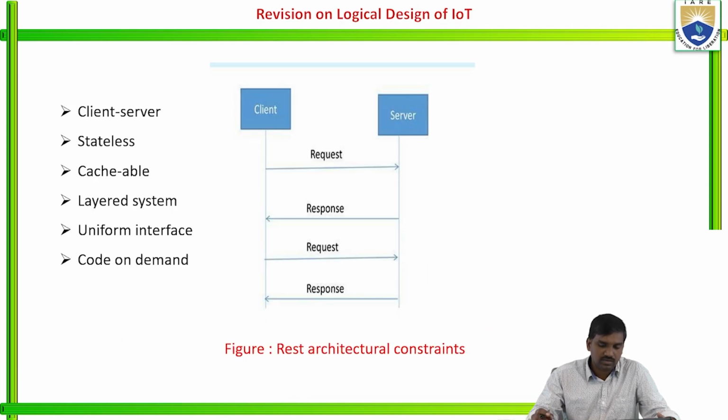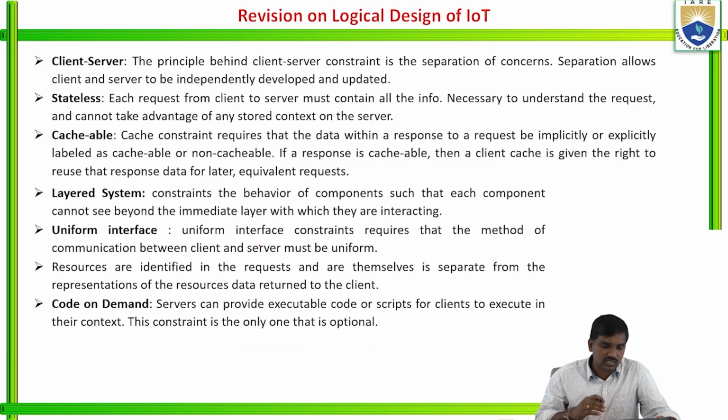And these are some of the constraints of REST architecture: client-server, stateless, cacheable, layered system, uniform interface, and code on demand. So what is the meaning of those particular constraints? The client-server: the principle behind the client-server constraint is the separation of concerns. Separation allows client and server to be independently developed and updated. So that is the client-server.